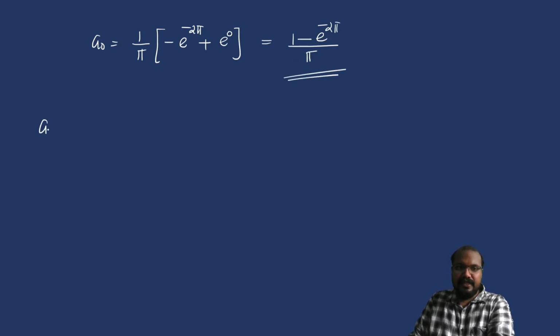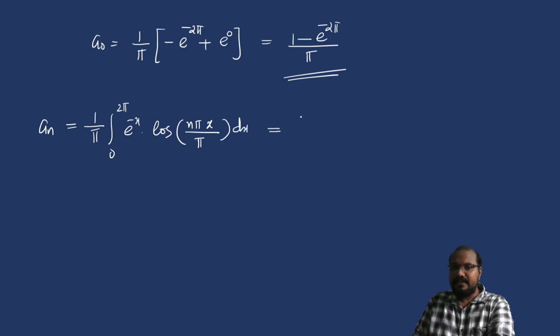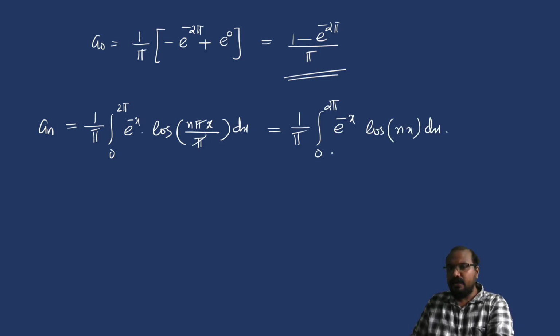Okay, now we can find an. An is 1 by pi integral 0 to 2 pi e raised to minus x into cos n pi x by l dx. Here l is pi. Now we can write this as 1 by pi integral 0 to 2 pi e raised to minus x cos nx dx, cancelling the pi's. To calculate this integral, we have a formula for e raised to ax into cos bx. We can use that formula to find this integral.